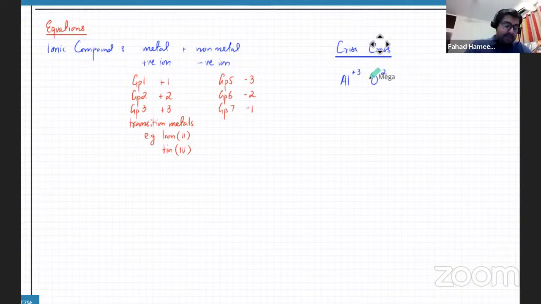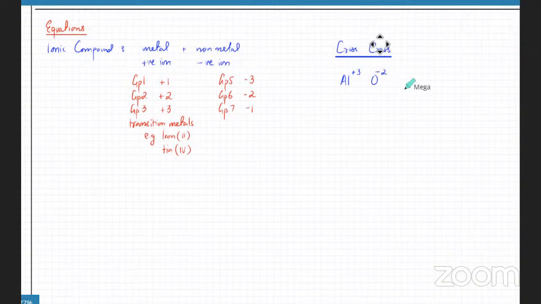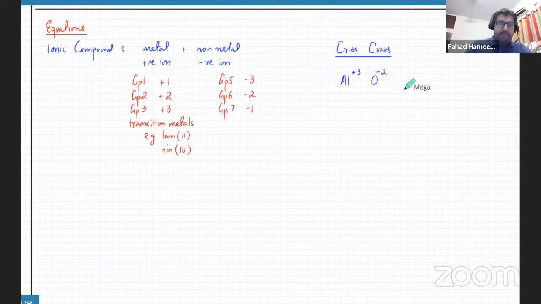Okay, so the simple shortcut is, I'll give you just a brief description of why the crisscross works. Because aluminium is a metal, it loses how many electrons? It loses 3 electrons. It's got 3 electrons in its outer shell. And oxygen over here is in group 6. It already had 6 electrons. It gained 2 electrons.